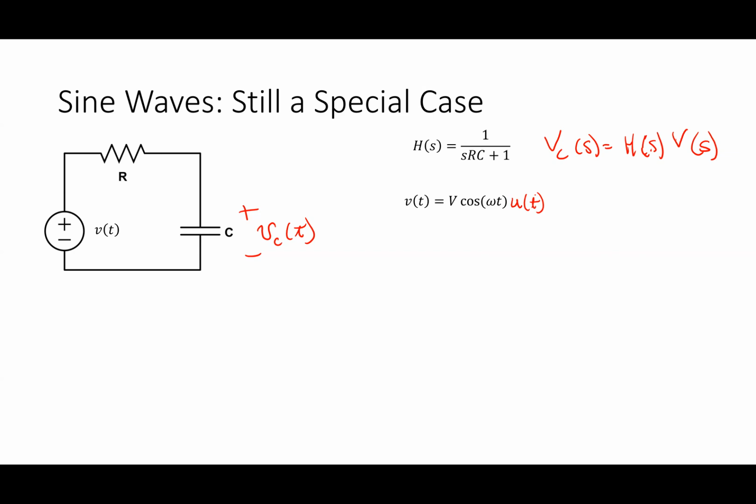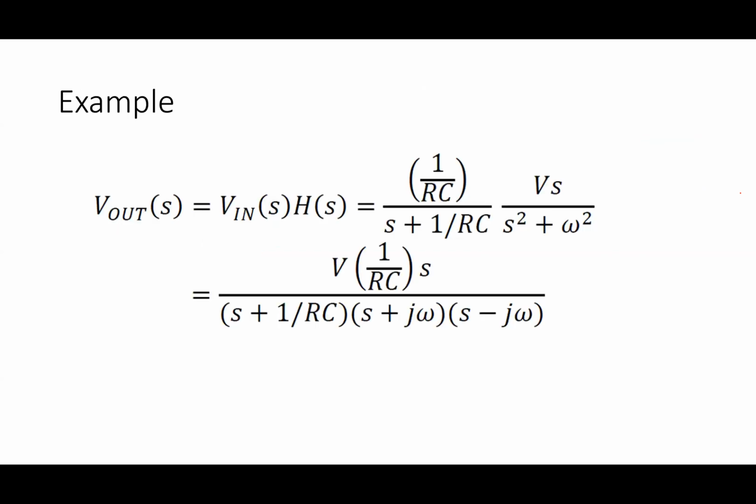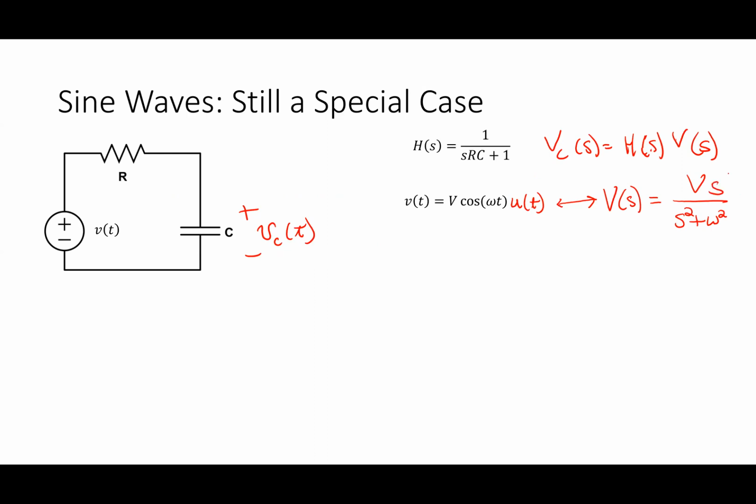Now, you may or may not remember this from your differential equations, but this has a Laplace transform V of s, which is equal to V over s squared plus omega squared. And you can go back and derive that, but that's basically what it works out to be. And actually, sorry, for a cosine it's s over s squared plus omega squared, and then I have the amplitude multiplying that.